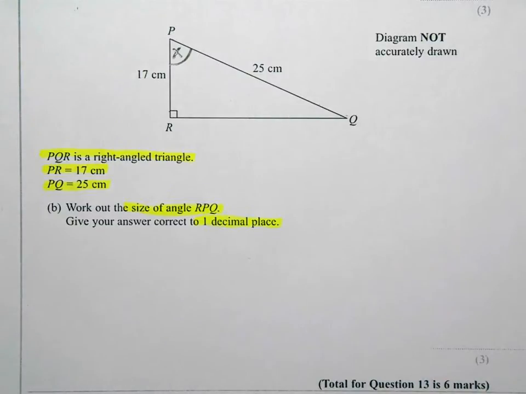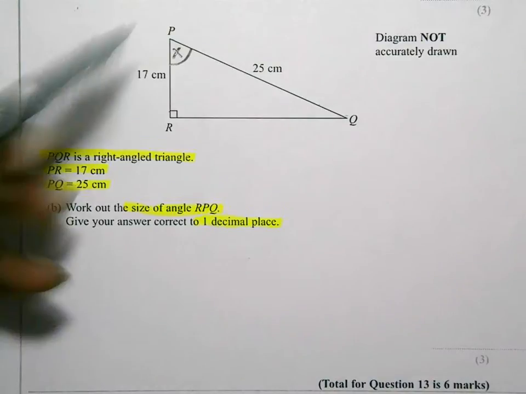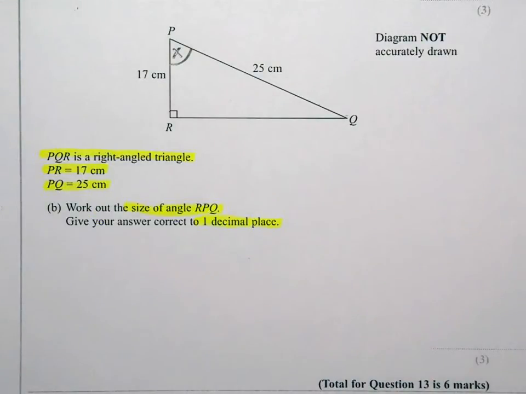This question is worth 3 marks. Now, unlike part A, where they wanted me to work out a side, this time they want me to find an angle. And when you want to find angles in a right angle triangle, it's very likely you're going to be using some trigonometry.